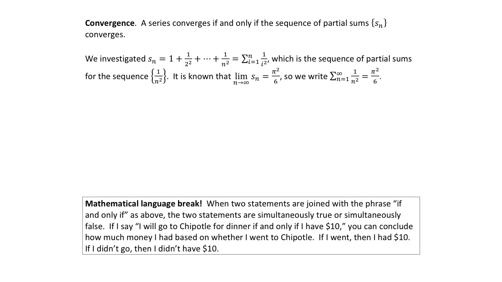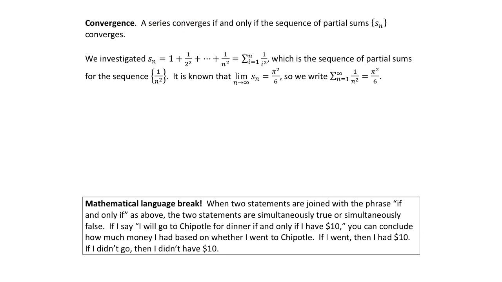What do we mean for a series to converge? A series converges if and only if the sequence of partial sums converges. Okay, so a series is built up of terms of a sequence. From those terms of a sequence, we create a new sequence called the sequence of partial sums. If that sequence converges, then the series converges.